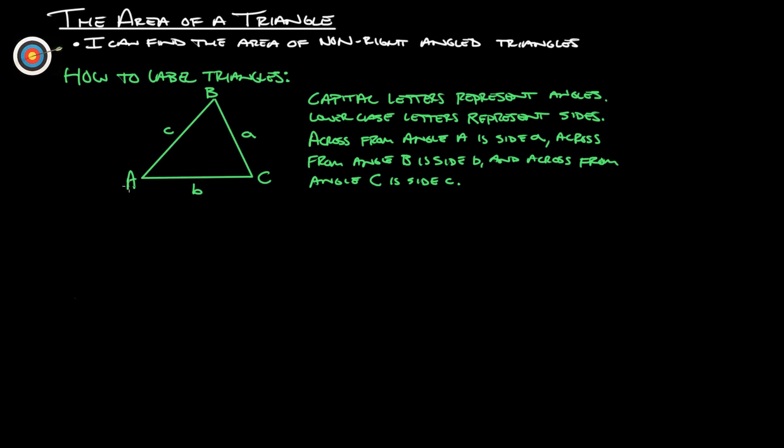We normally label angles with capital letters, so capital A, and then across from that angle, the side of a triangle would be lowercase a. So across from big B is little b, across from big C is little c. Okay.